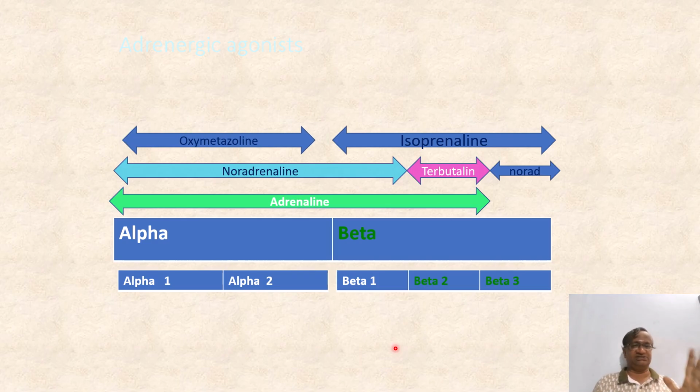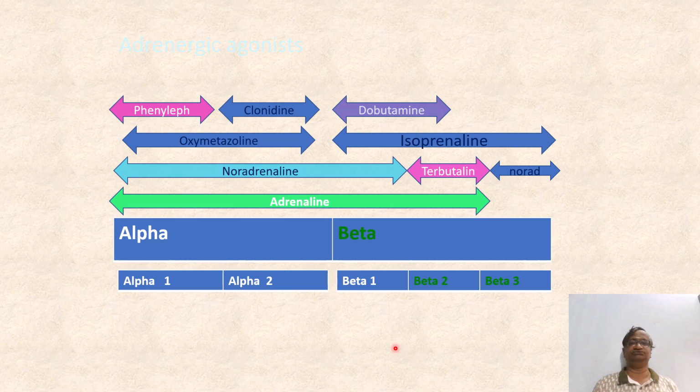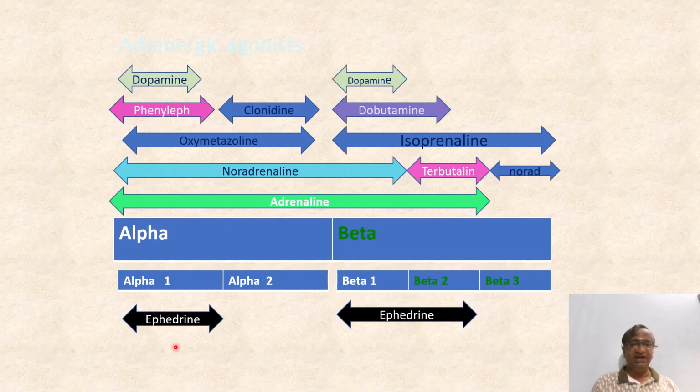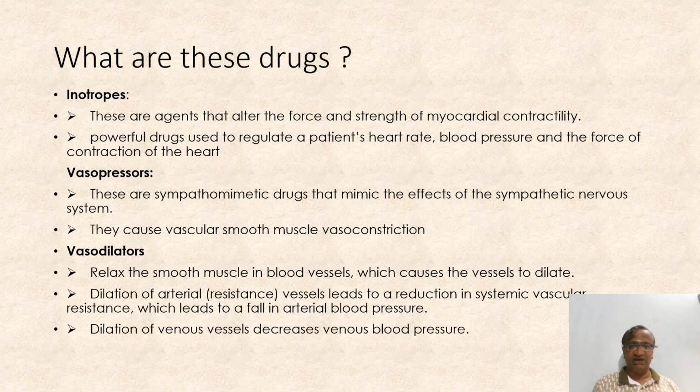Oxymetazoline, we know, alpha 1 vasoconstriction. Phenylephrine is predominantly alpha 1. It does not have alpha 2, but clonidine and dexmedetomidine have alpha 2. Dobutamine is a good inotrope with vasodilatation. This is what dobutamine is. Dopamine has beta 1 and alpha 1 action also. Dobutamine has no alpha 1 action. Ephedrine has alpha 1 and beta 1.